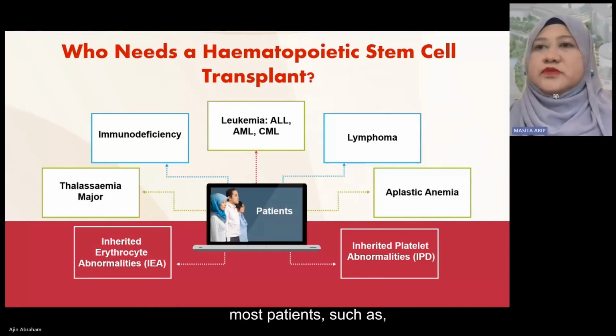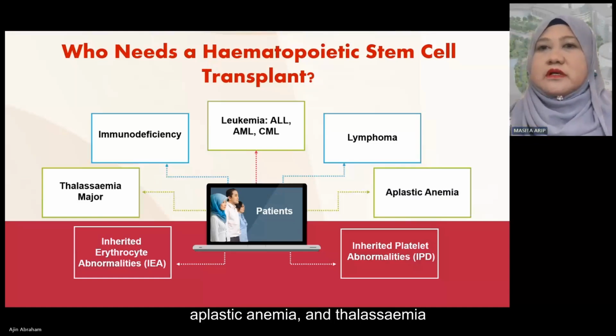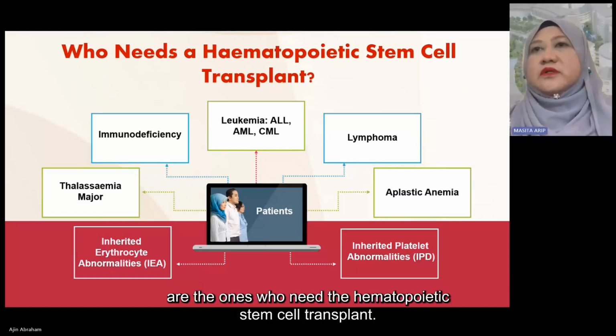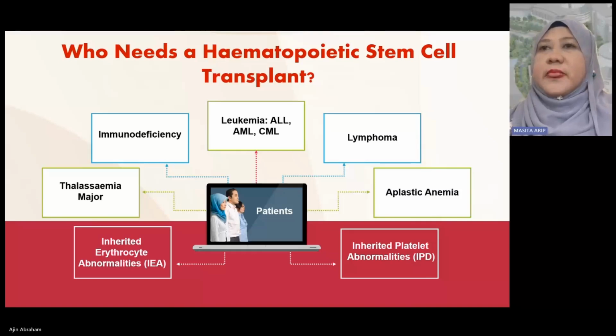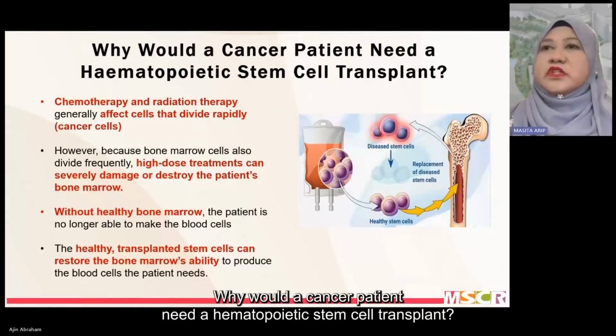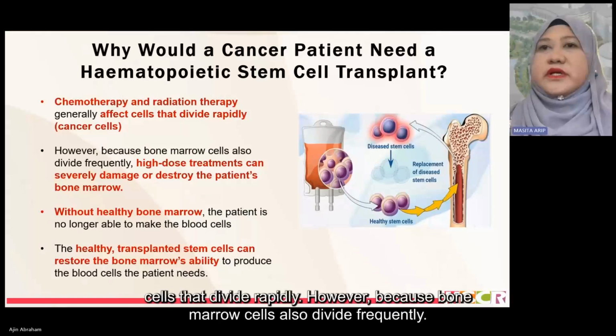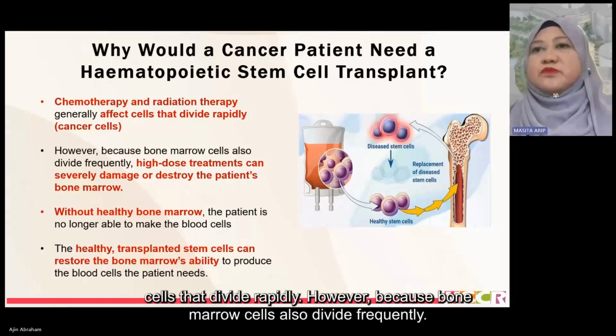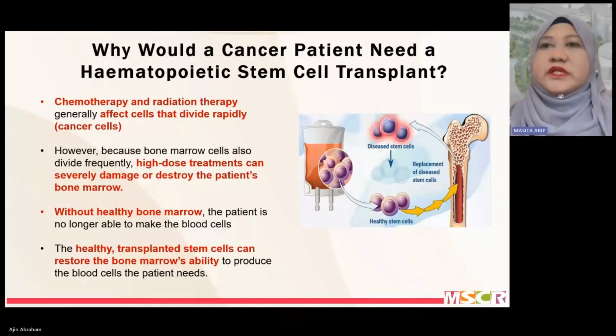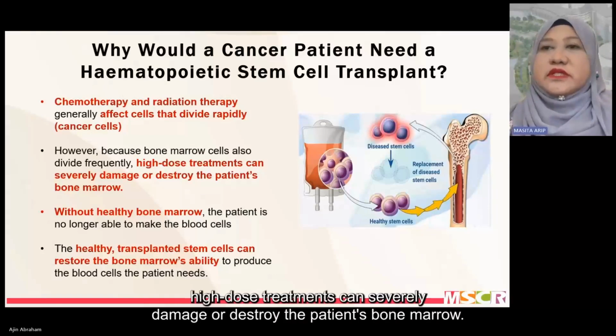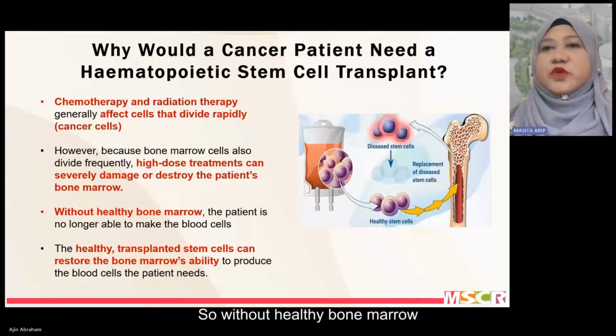Most patients, such as those with leukemia, lymphoma, aplastic anemia, and thalassemia, are the ones who actually need a hematopoietic stem cell transplant. Why would a cancer patient need a hematopoietic stem cell transplant? This is because chemotherapy and radiation therapy generally affect cells that divide rapidly. However, because bone marrow cells also divide frequently, high-dose treatments can severely damage or destroy the patient's bone marrow.